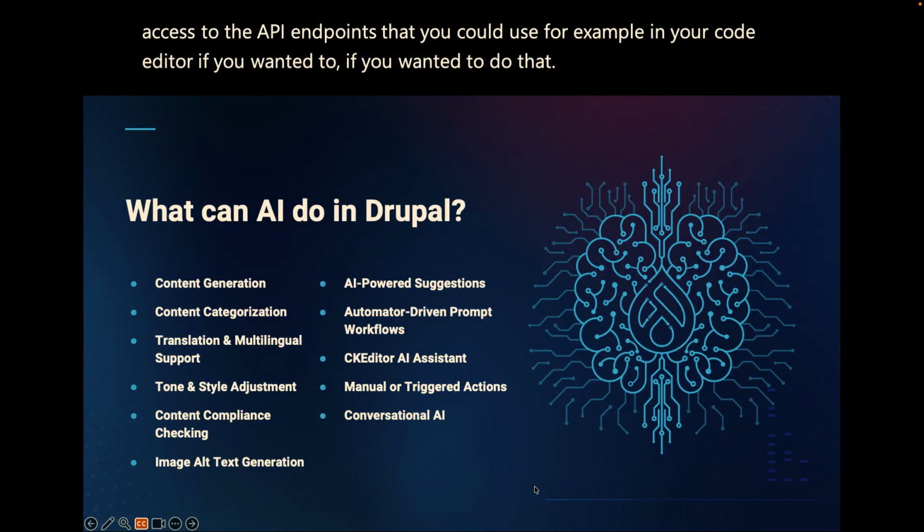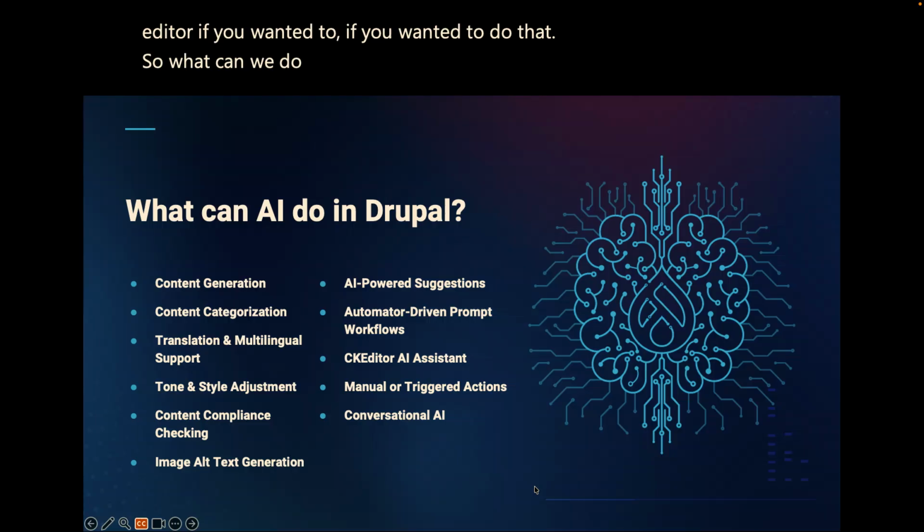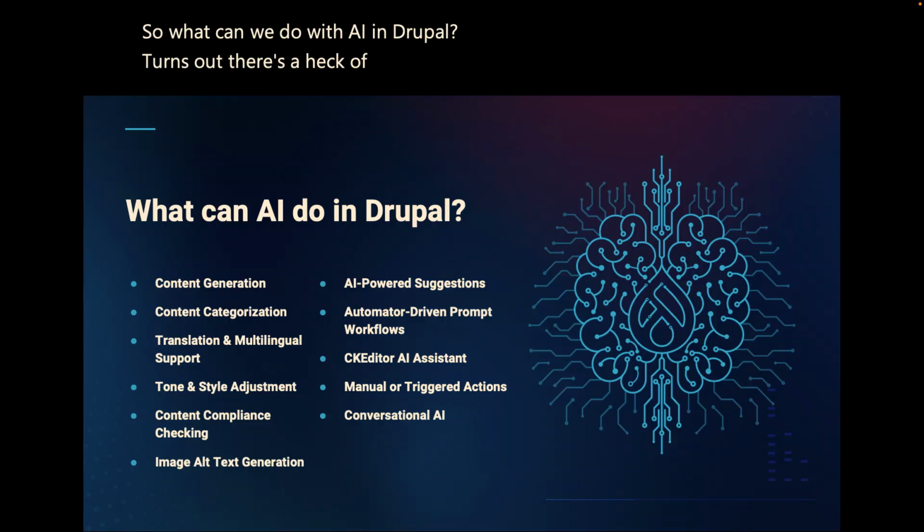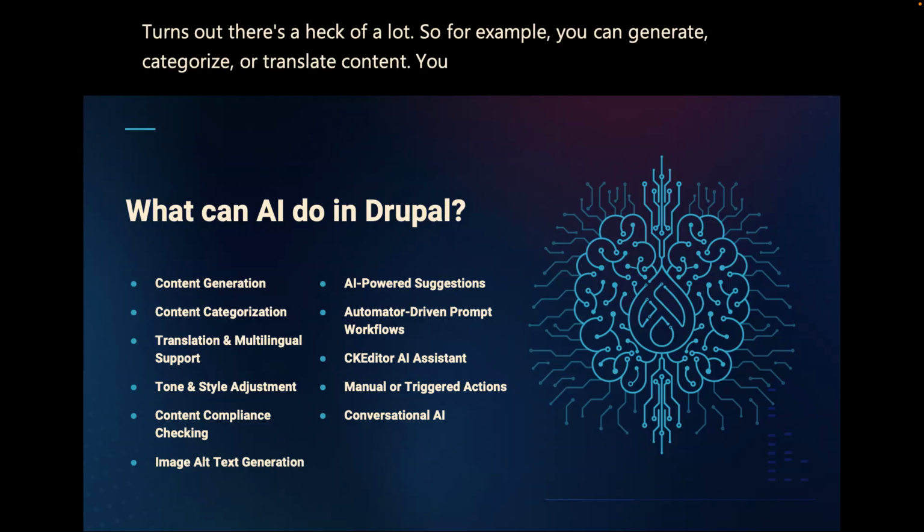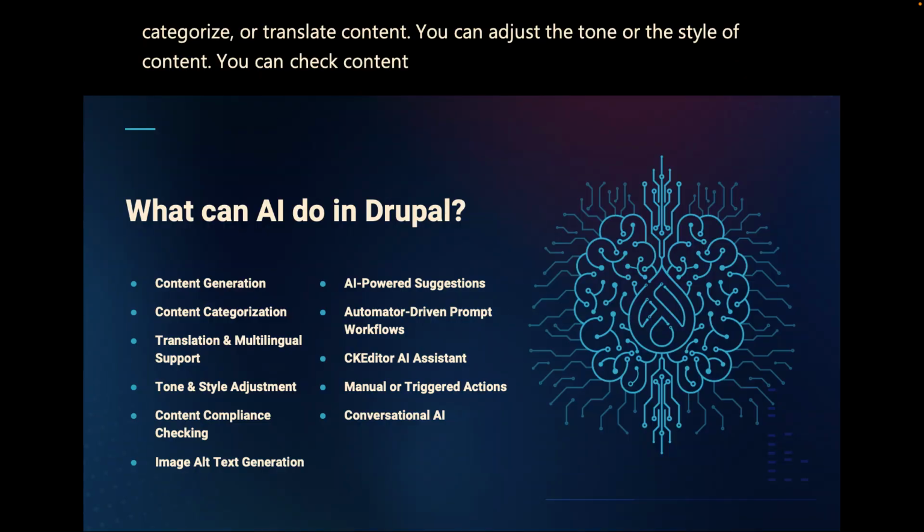So what can we do with AI in Drupal? Turns out there's a heck of a lot. For example, you can generate, categorize, or translate content. You can adjust the tone or the style of content. You can check content against specific compliance guidelines. You can automatically generate alt text for images.